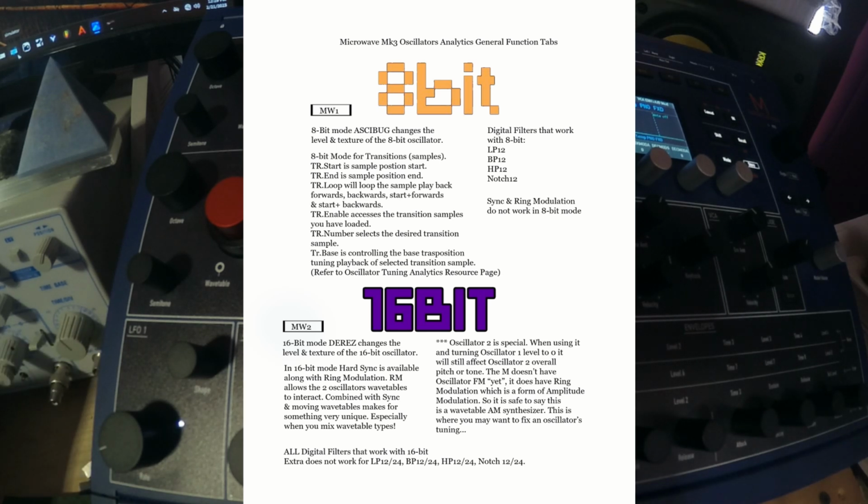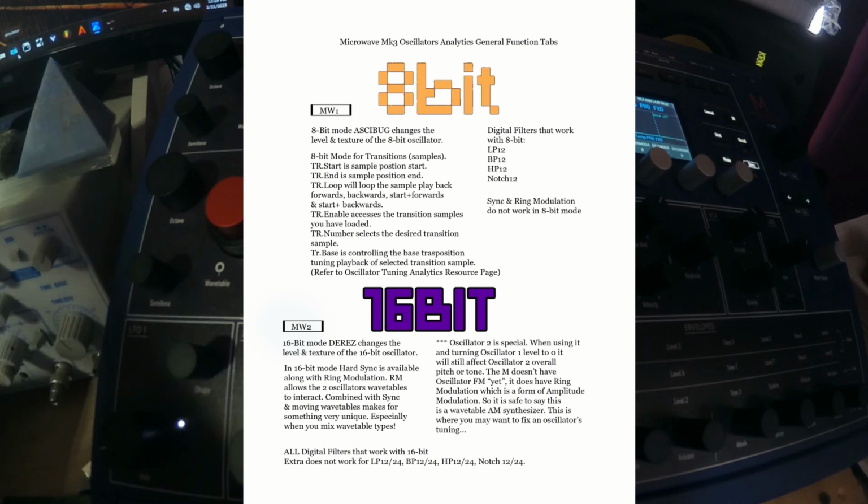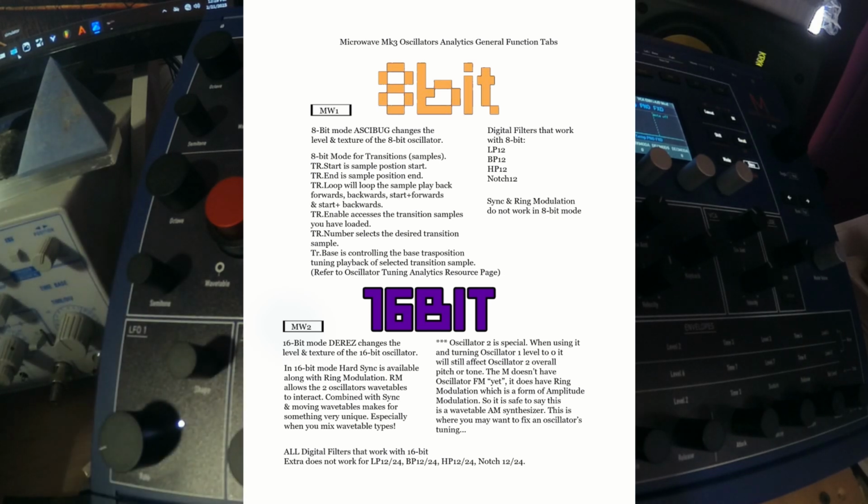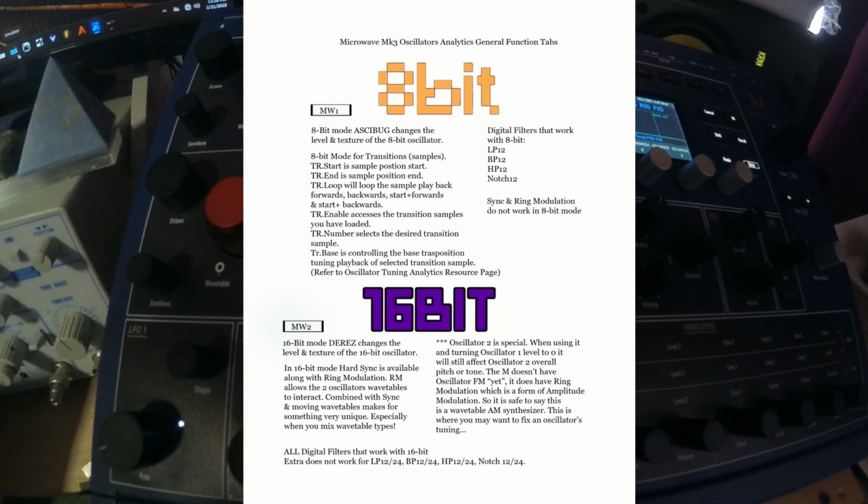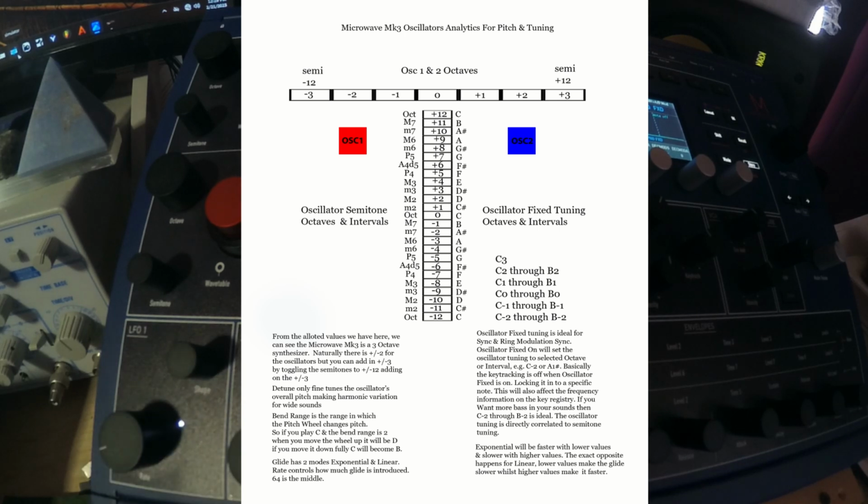Now, when using 8-bit, you have the low pass 12, band pass 12, high pass 12, and notch 12. Those are the only digital filters that work with it. With 16-bit, the rest of them, you get the whole kit and caboodle across the board. Now, talking about the fixed oscillator tuning octaves and intervals, you go from C-2 all the way up to C3. That works for the transitions as well, for the transition bass controlling the tuning.